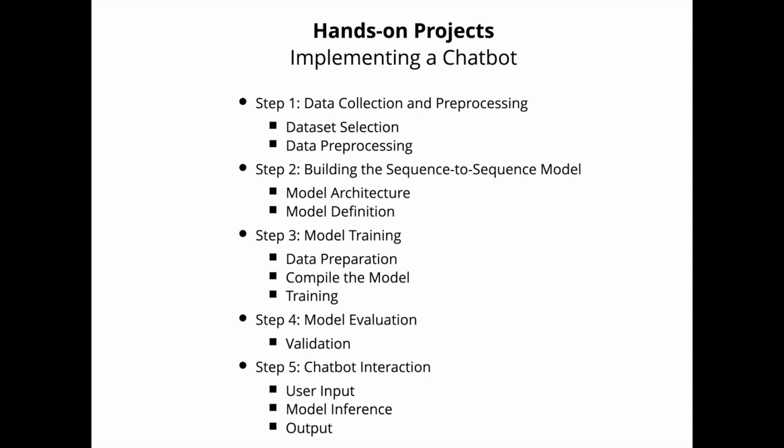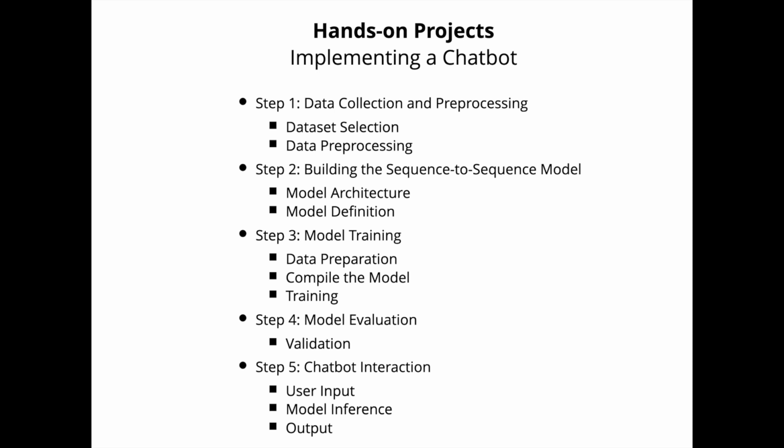Step 2 is building the sequence to sequence model. First, model architecture. Design a sequence to sequence model for chatbot responses. The model typically consists of an encoder-decoder architecture with recurrent neural networks (RNNs) or transformer layers. Model definition. Define the sequence to sequence model architecture using TensorFlow's Keras API. Implement encoder and decoder components with appropriate layers like LSTM, GRU, or attention mechanisms.